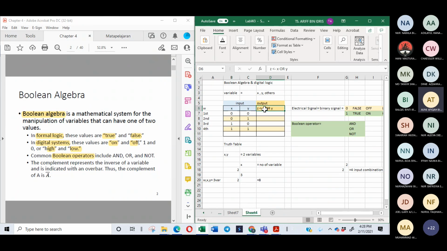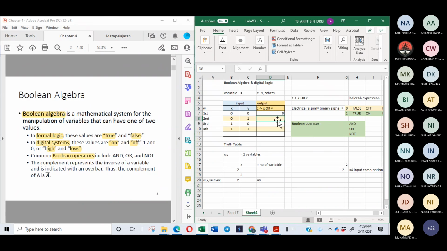Now, this expression is what we call a Boolean expression. The Boolean expression is Z is equivalent to X or Y. What is the answer for X 0, Y 0, X or Y? What is the answer, class? 0. What about 0 or 1?